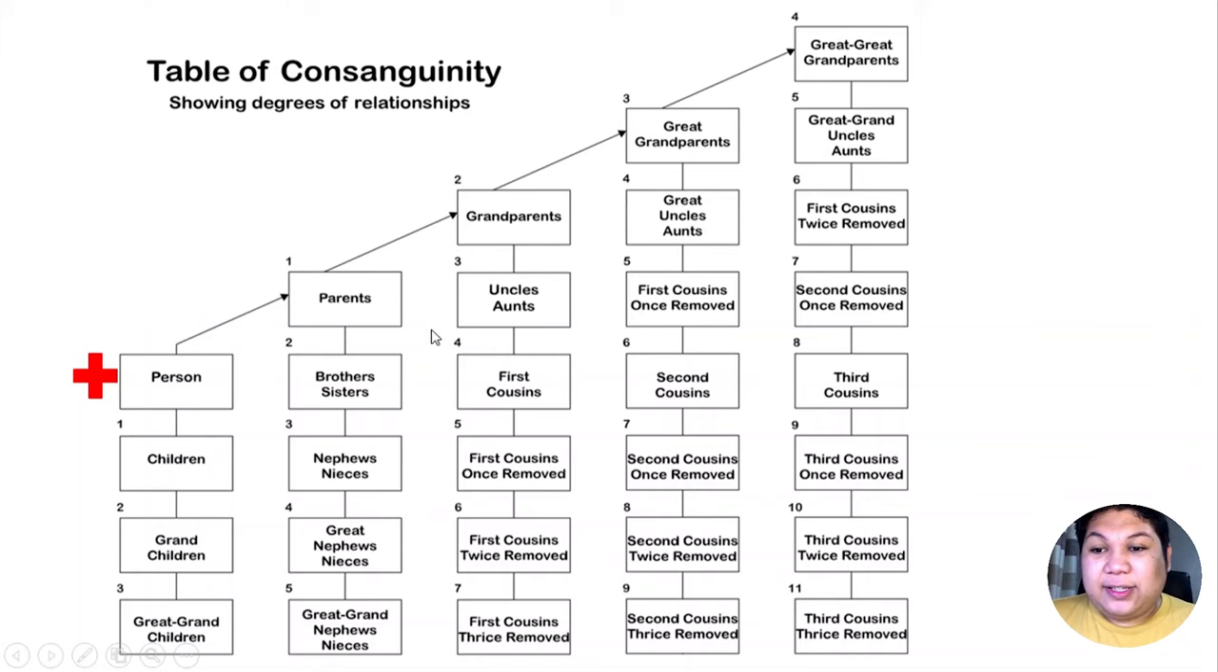Okay, so these people are the collateral lines. As a recap, for descending lines, there is no such thing as degree of consanguinity, even though they are beyond fifth degree. As long as they are in the descending line, they can still inherit. Same goes with the ascending lines. But for the collateral lines, only up to the fifth degree of consanguinity.